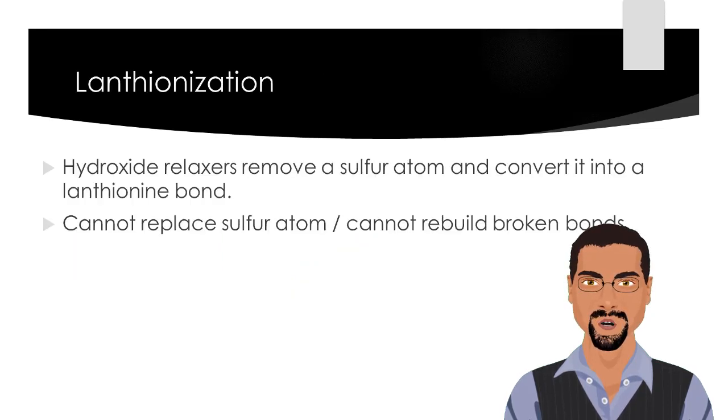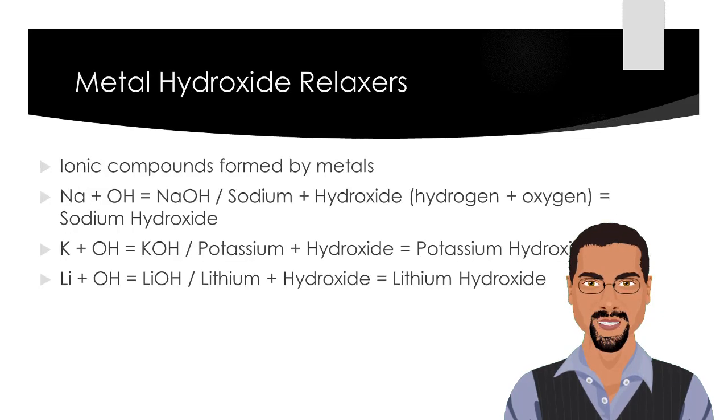Hydroxide relaxers break disulfide bonds by removing a sulfur atom from the bond and turning it into a lanthionine bond, in a process called lanthionization. Lanthionine bonds contain only one sulfur atom. The disulfide bonds that are broken by hydroxide relaxers are broken permanently and can never be reformed. This is why hair that has been treated with hydroxide relaxers is not compatible with permanent waving and will not hold a curl.